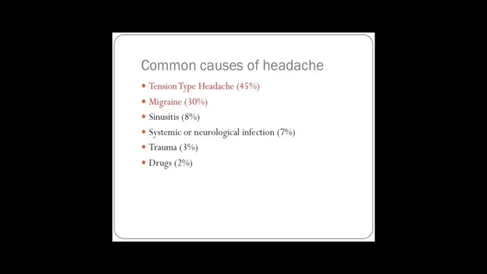Well, by far the most common cause is tension-type headache. And this is a sort of common or garden headache, which people get from time to time. Migraine is also extremely common. Slightly less common, things like sinusitis, and then, of course, having a headache as part of a systemic infection. Neurological infection, I won't go into just yet because I'm going to be talking about meningitis a bit later.